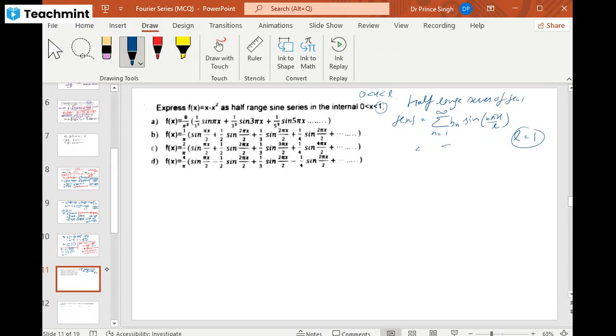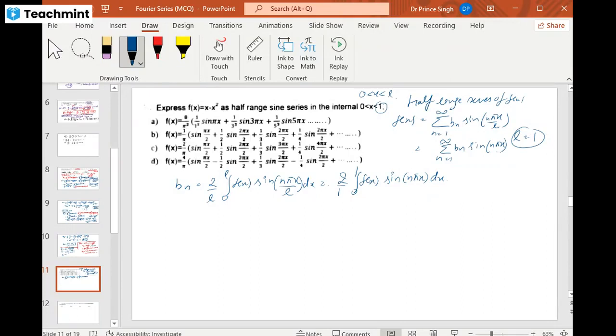So what is the Fourier series? n varies from 1 to infinity, Bn times sine of n pi x. Okay, so what is the value of Bn? The formula for Bn is given by 2 upon L, integral 0 to L, f of x sine of n pi x upon L dx. Here the value of L is 1. So this is 2 upon 1, integral 0 to 1, f of x into sine of n pi x dx.